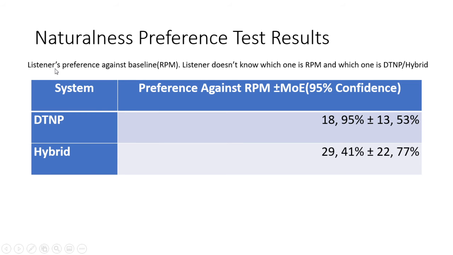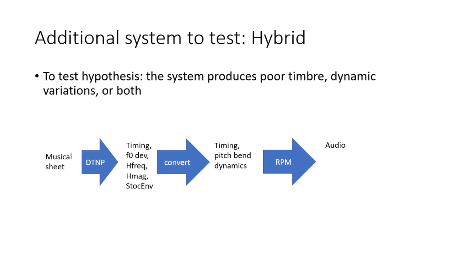The listeners are given a set of pairs of tracks, whether they are DTNP or hybrid, against baseline, but they don't know which track is which. They are randomized. So for both DTNP and hybrid, we have low preference against RPM. But for hybrid, it has higher preference. So we have further confirmed our previous hypothesis, that the system produces poor timbre.